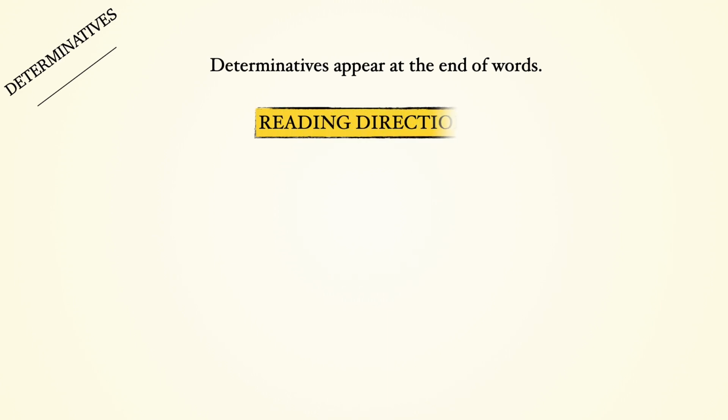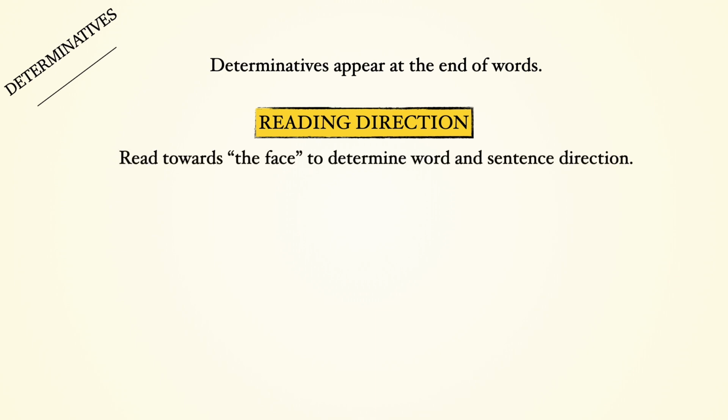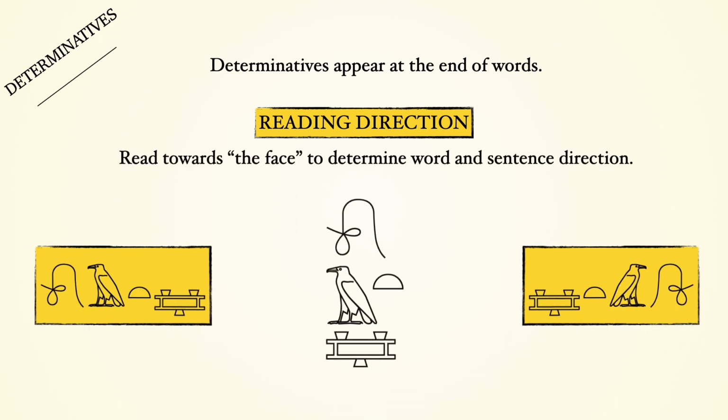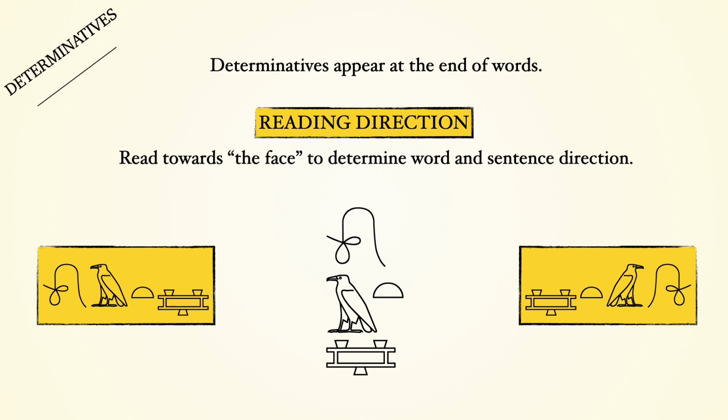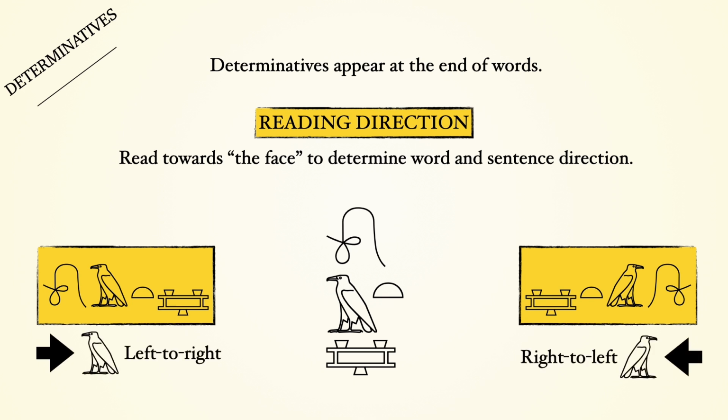Determinatives appear at the end of words, so it might be useful for us to refresh how we work out which way round a word is written. The simple trick you'll remember from page 2 of our notebook is to read towards a face. Any animal or human will be looking towards the start of the line. If they're facing left, then we start from the far left. And if they're facing right, then we start from the far right. And if the glyphs are stacked vertically, then we always read from top to bottom, going left to right or right to left inside each block of glyphs. Now, with that in mind, we can have a look at some examples.